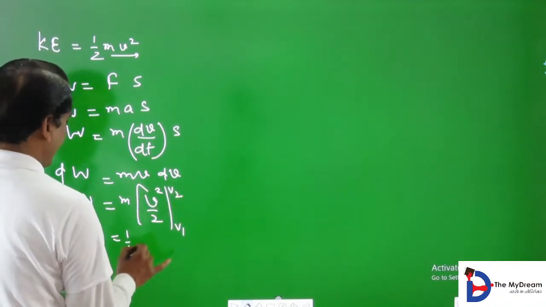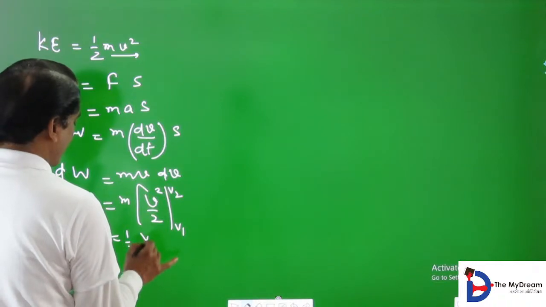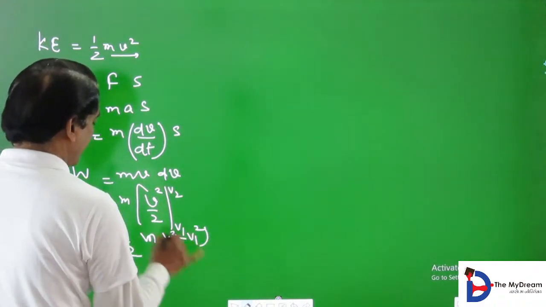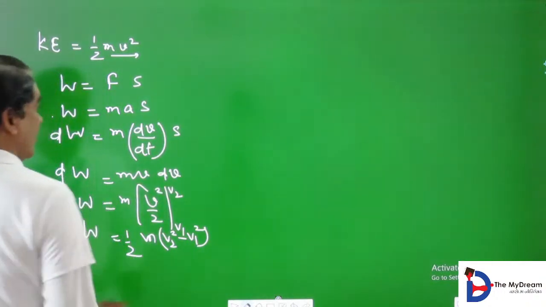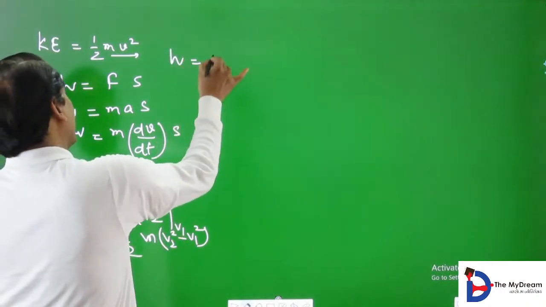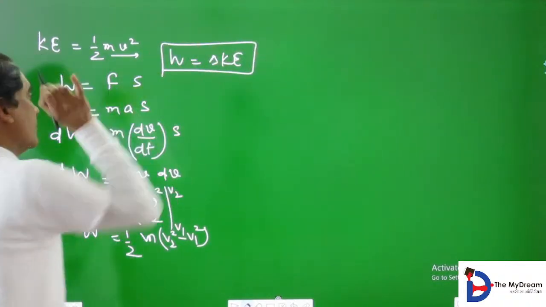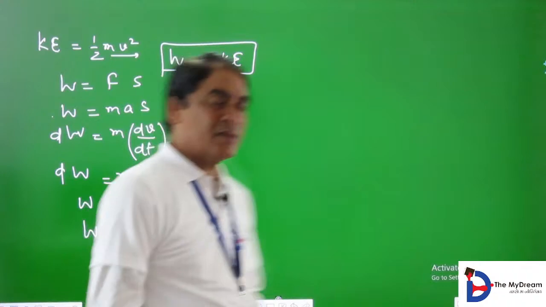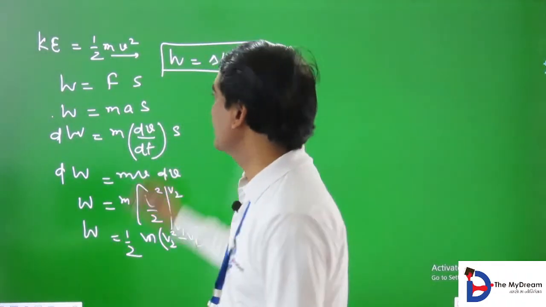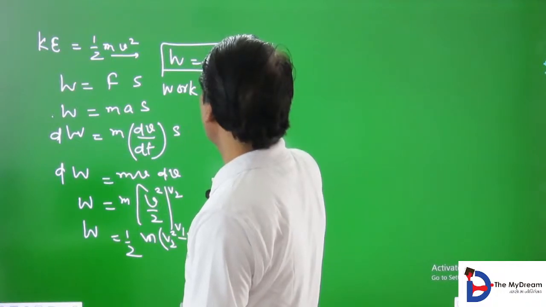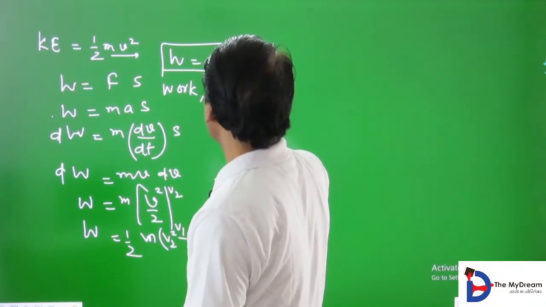So it will give v2 squared minus v1 squared, which can be written this way. This is the work energy theorem, you can see. This is the work energy theorem.